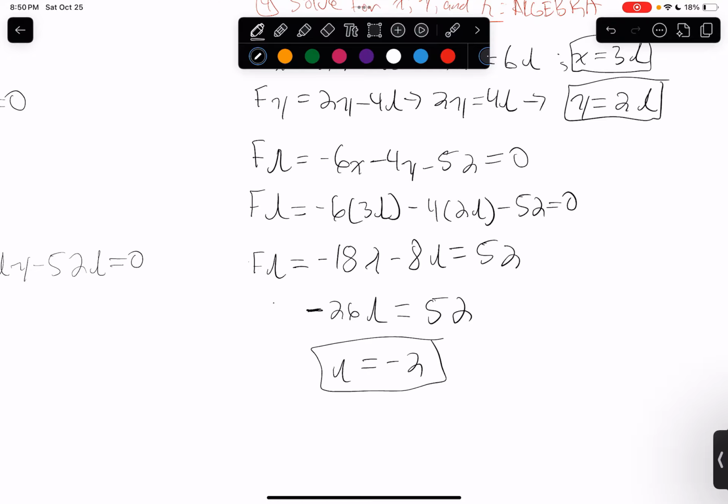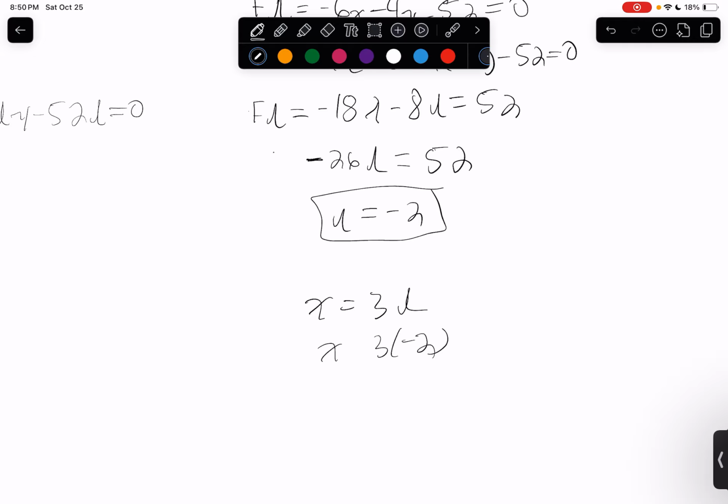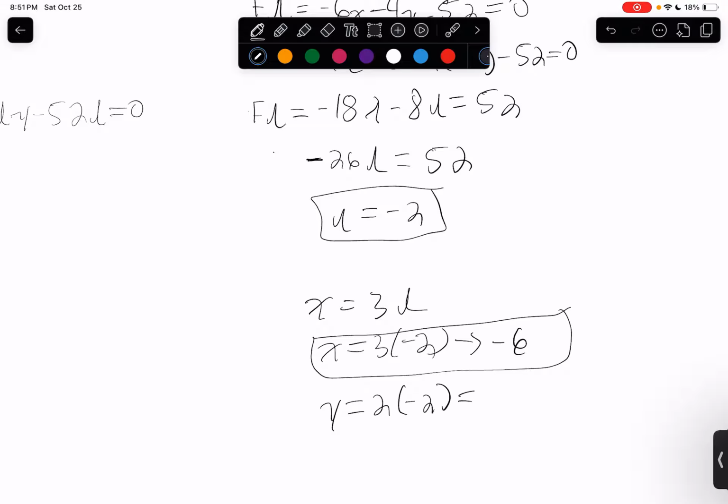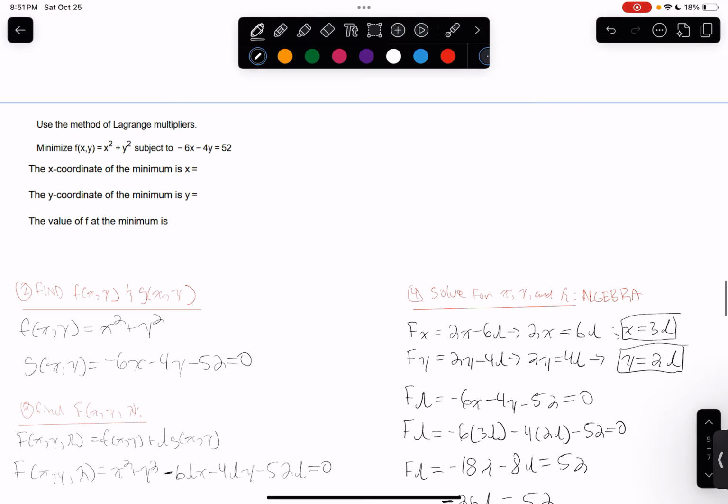All right, now we can plug lambda into our x and y equations, okay? So we'll start with the x, which equals to 3 lambda. When you plug in negative 2, you're going to have a value of x equating to negative 6. And that's it. We got our x. Now we're going to have our y up here, which equals to 2 lambda, which equals to negative 2. Now we have a value of negative 4. All right. And we just answered the question.